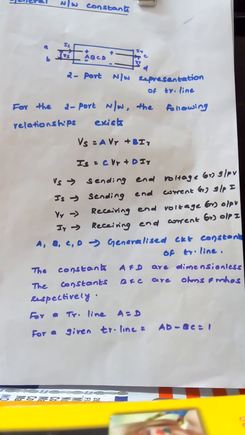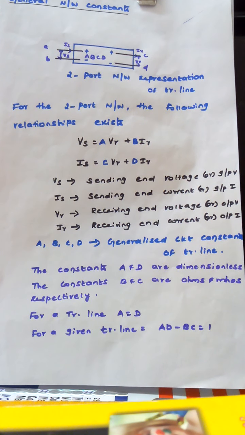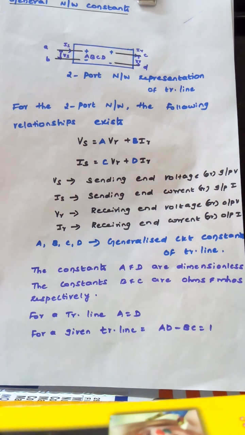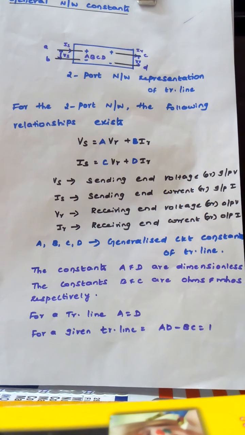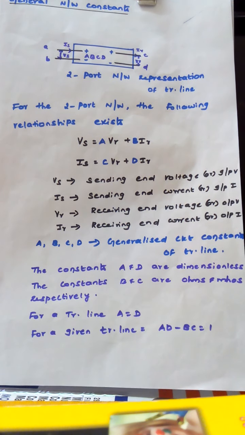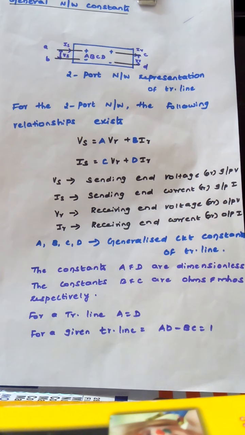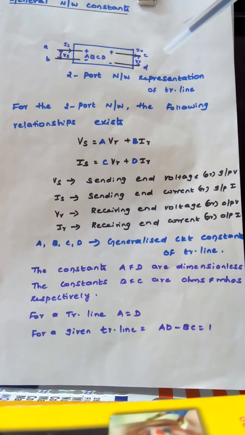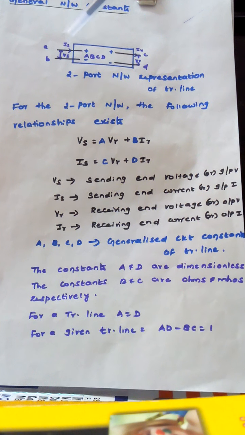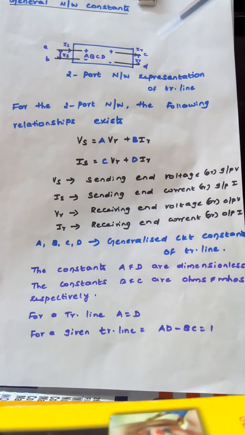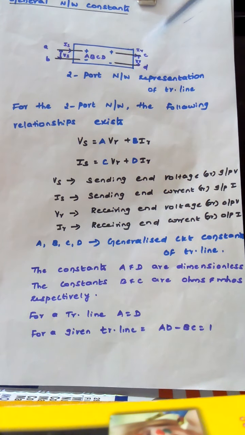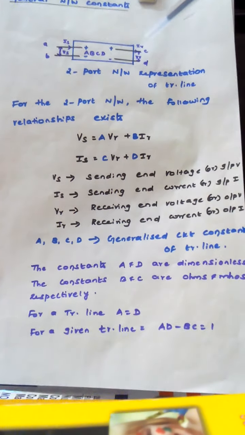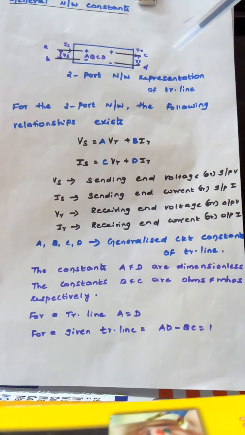So next one is the generalized circuit constant of a transmission line. Here this is a two-port network. In the two-port network, there are 4 terminals, that is 2 on the input side and 2 on the output side. On the input side we have the sending end current and sending end voltage, and on the other side we are taking the receiving end current and the receiving end voltage.